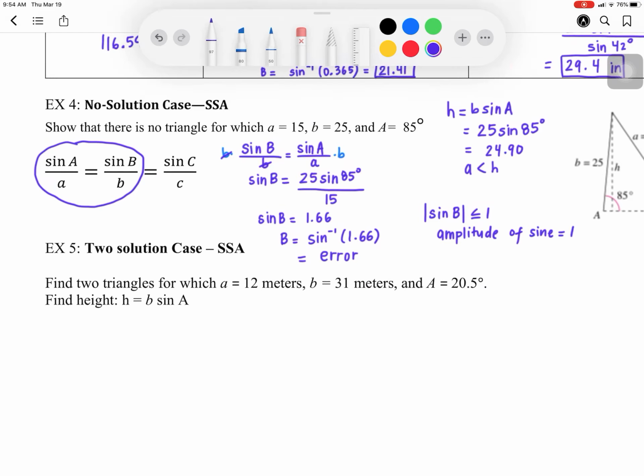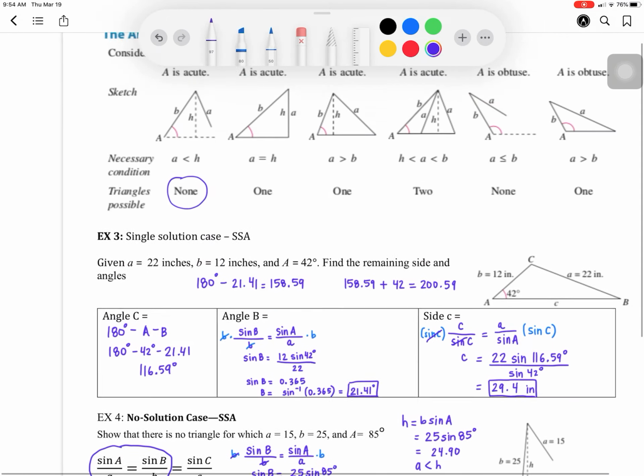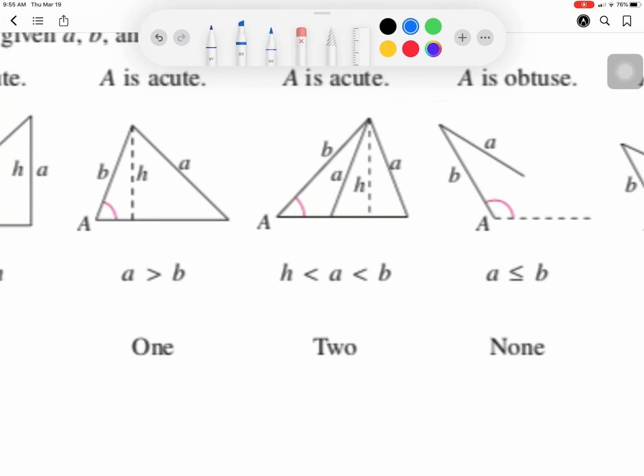Okay, we're going to go into the two solution case here. It says to find two triangles for which a is 12, b is 31, and angle A is 20.5. Let's go back up here. We know that a is less than b again, and this is a two solution case. So you either have this triangle right here, that's one possible triangle, or you could have the big triangle, that one. So keep that in mind.